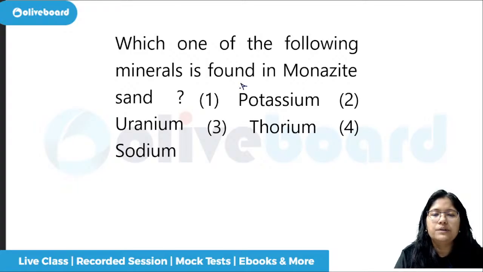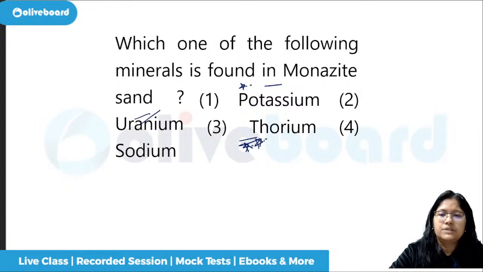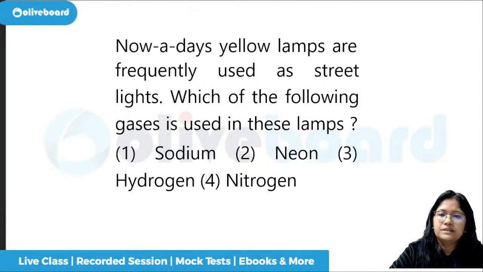Which of the following minerals is found in monazite sand? So what is found in monazite sand? Thorium. Thorium is found in the monazites. Yes, correct. Next question. Read the next question.